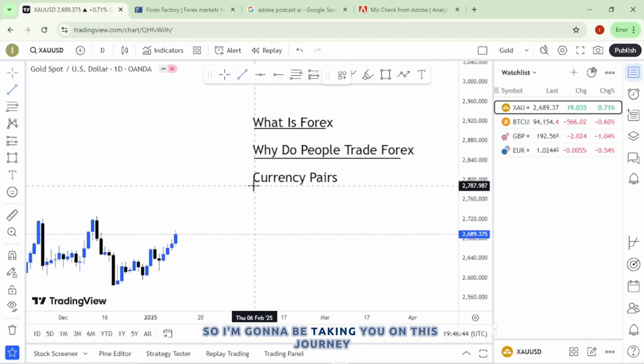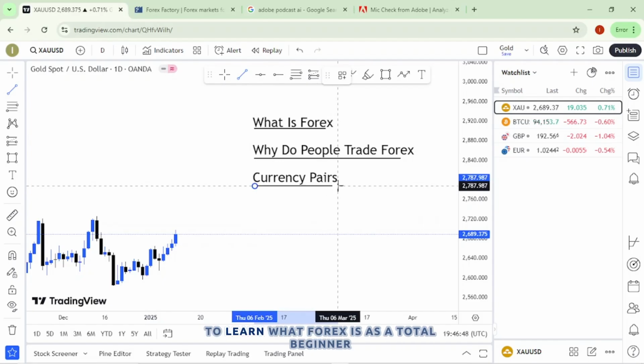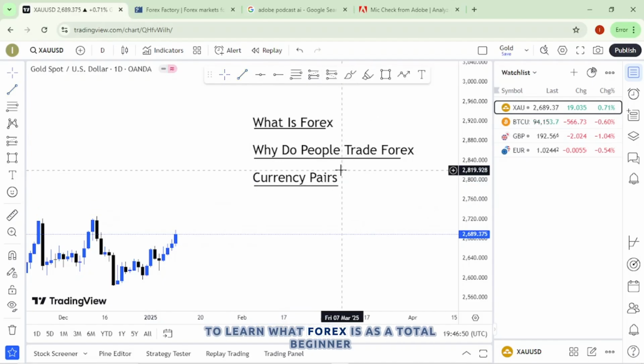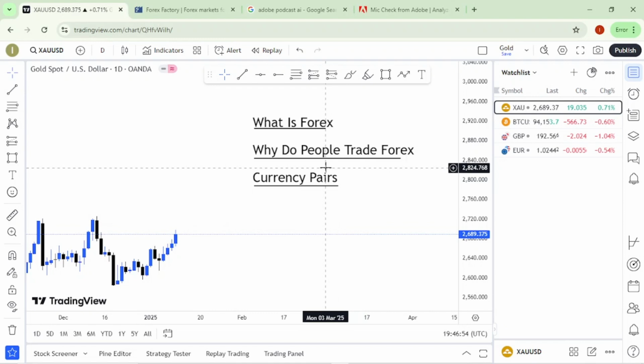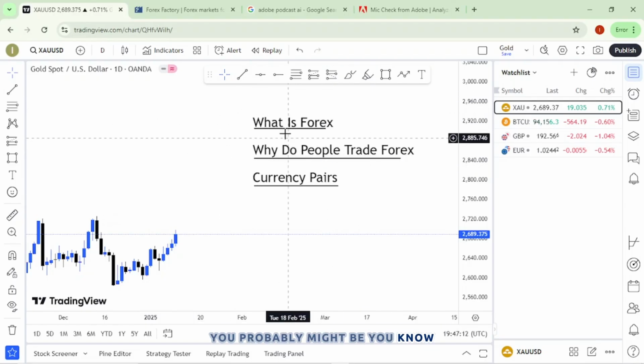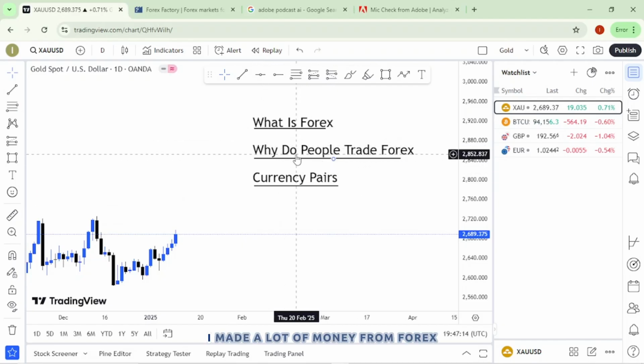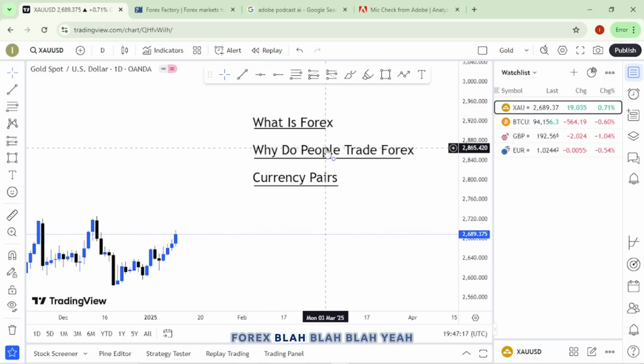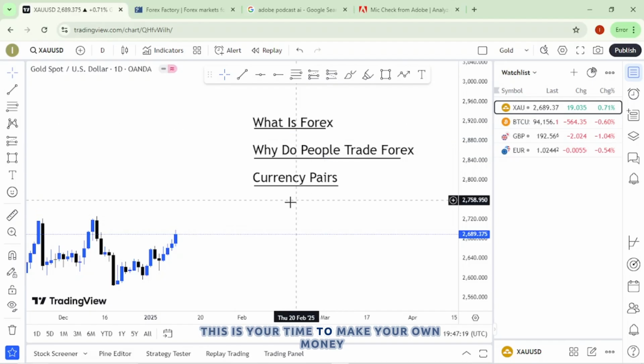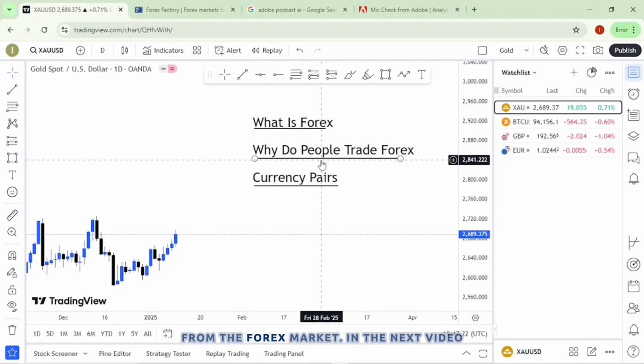So I'm going to be taking you on this journey to learn what Forex is as a total beginner. You don't know anything about Forex, alright, you're in the right place. You're going to learn how to make money from the Forex market in 2025. You probably might be hearing other people saying, I made a lot of money from Forex, blah, blah, blah. Yeah, this is your time to make your own money from the Forex market.